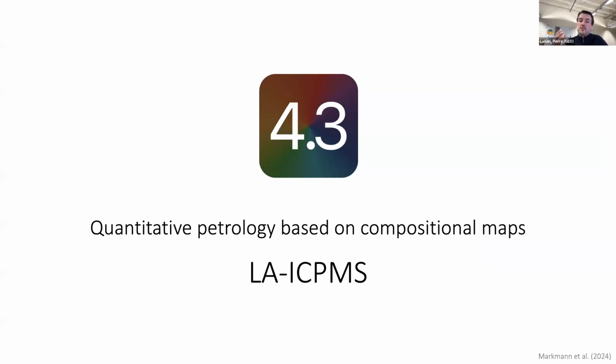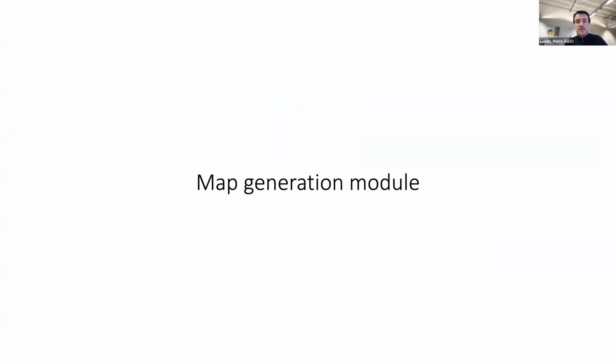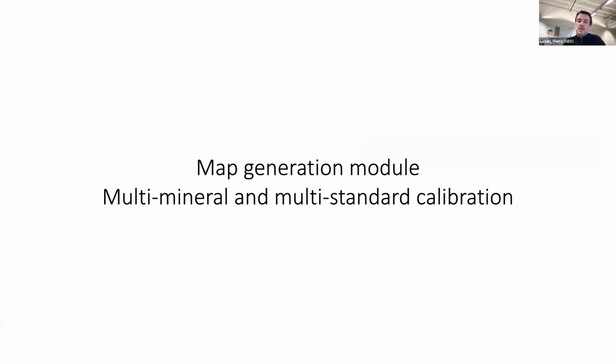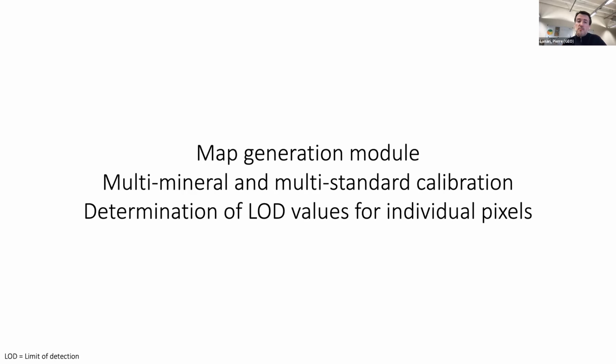that includes now all the tools that we are going to present today to apply this quantitative metrology based on compositional maps obtained by LA-ICP-MS. And to summarize what we're going to show you today, it will be three important aspects. The first is the map generation module that allows you to go from the data you recorded with your instrument to these intensity maps. The second aspect is to have a multi-mineral, multi-standard calibration that can tackle the most challenging cases, like the plagioclase I showed you before. And I'll show you how important it is to determine the limit of detection values for individual pixels and to filter your maps for this limit of detection.